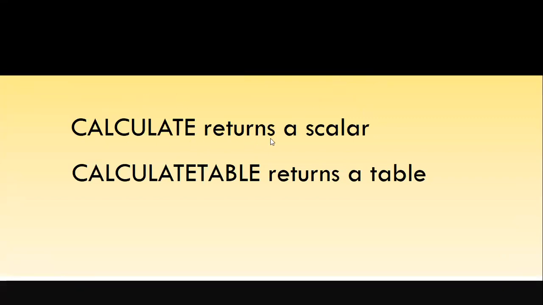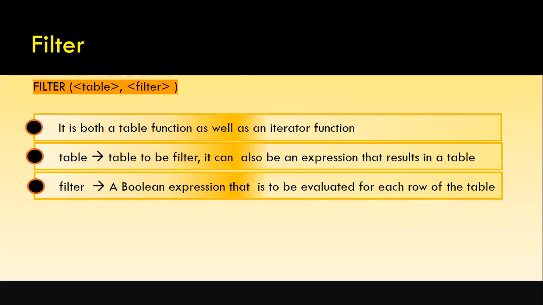Calculate function returns a scalar value, whereas calculate table returns a table itself. This is going to be a subset of your table. But if you don't specify any filter condition, it will simply create a duplicate of your original table. Don't ever make that mistake, because in a real-world scenario you cannot afford duplicating a huge volume of data. It is time consuming, consumes a lot of memory, and literally slows down the systems.